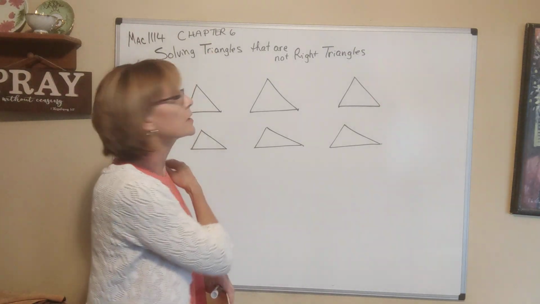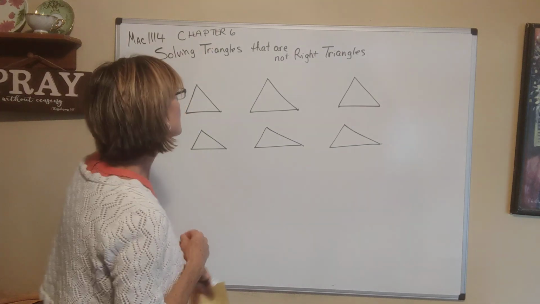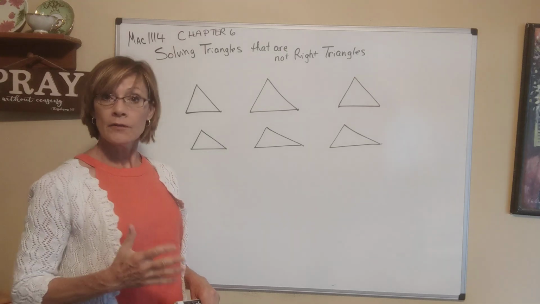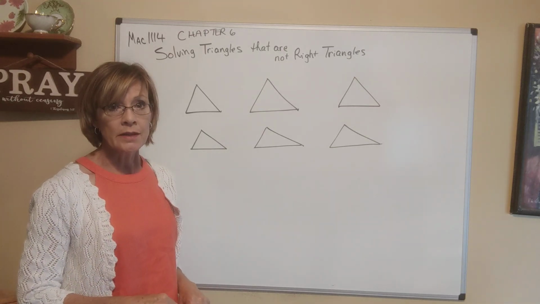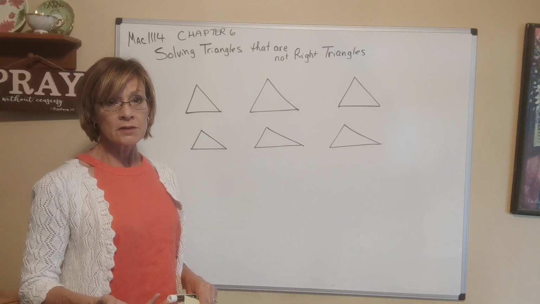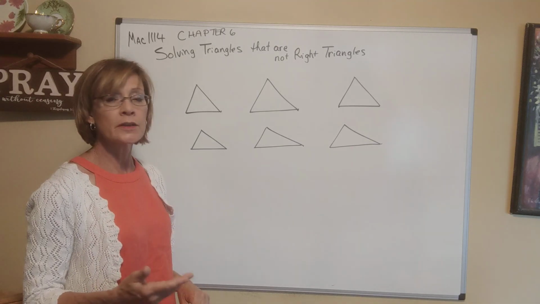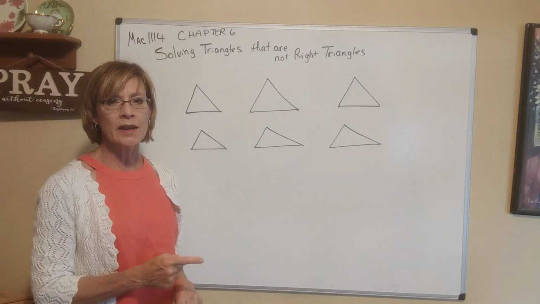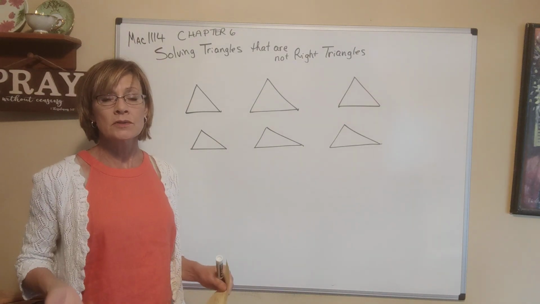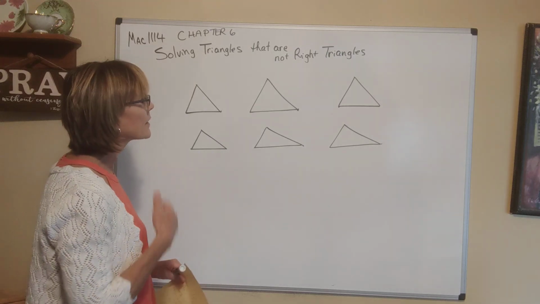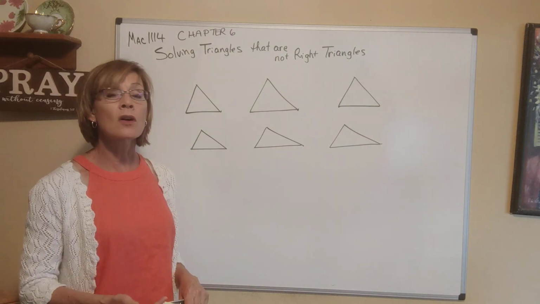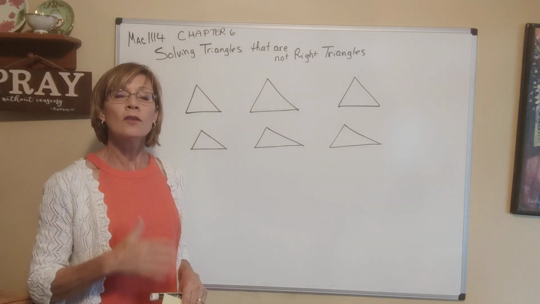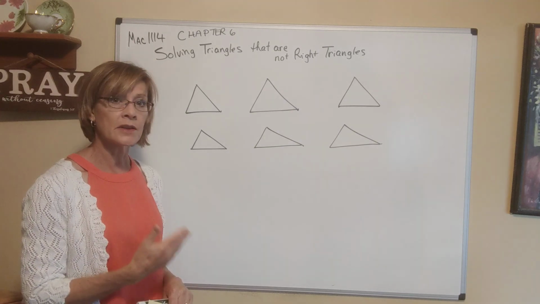And so we're going to start chapter 6 today, and this is all about solving triangles that are not necessarily right triangles. If we have a right triangle, which means one of our angles is 90 degrees, then we can use the trig functions, which we've been talking about all semester: sine, cosine, tangent, etc. If it's not a right triangle, then we cannot use those trig functions, and so we have to come up with another method to be able to solve a triangle. So if you'll recall, solving a triangle means finding out all the unknown sides and angles of that triangle.